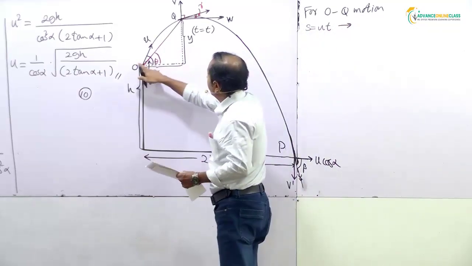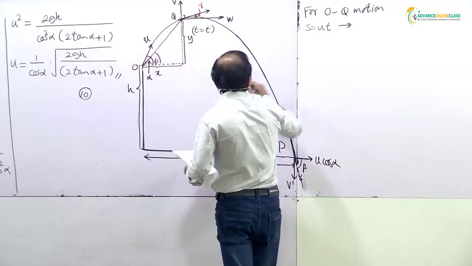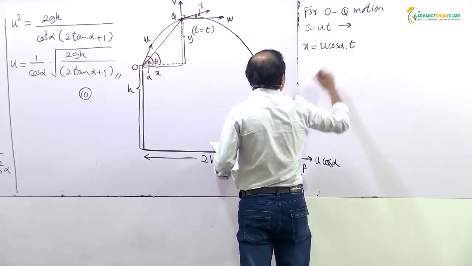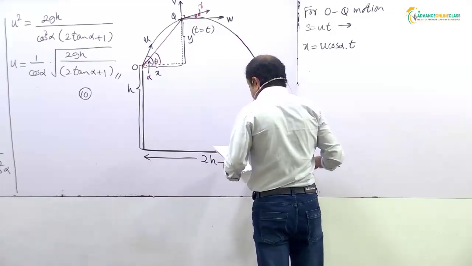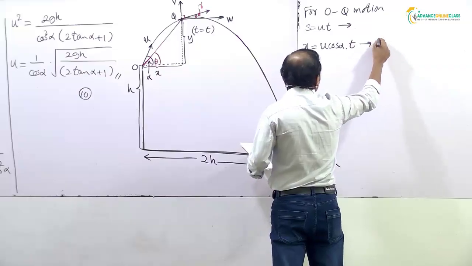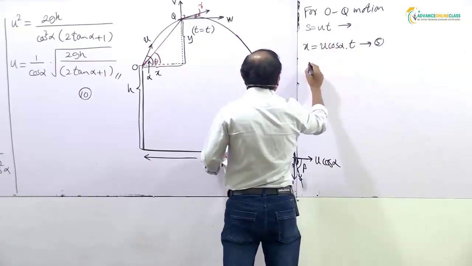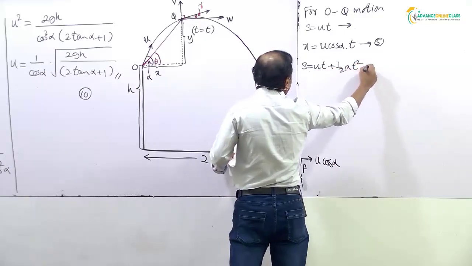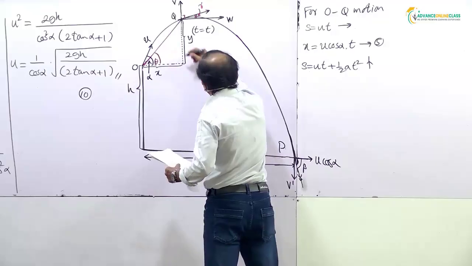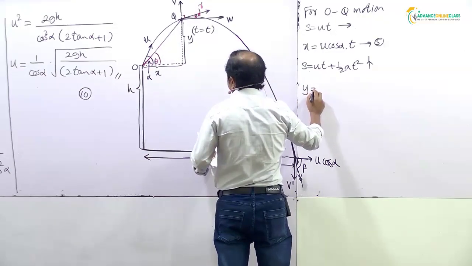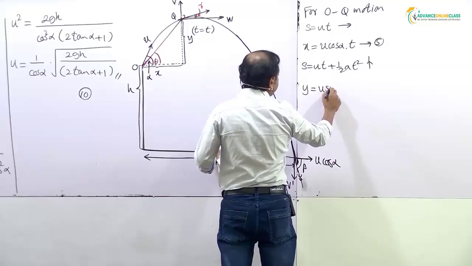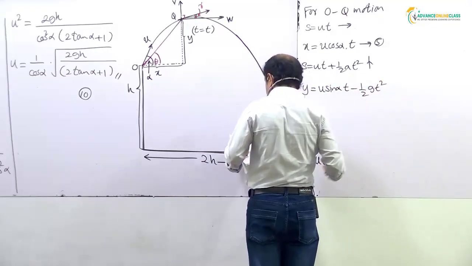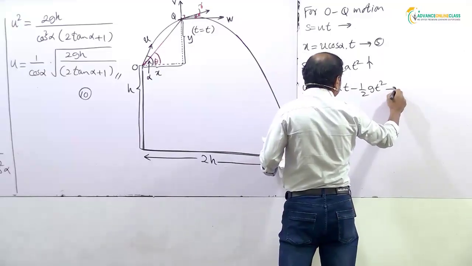When the particle moves from O to Q, horizontally it moves X, S is X, U cos alpha times T. Okay, number 1. For the same motion, we apply S equals UT plus half AT squared upwards. It is Y equals U sin alpha T minus half GT squared. Number 2.